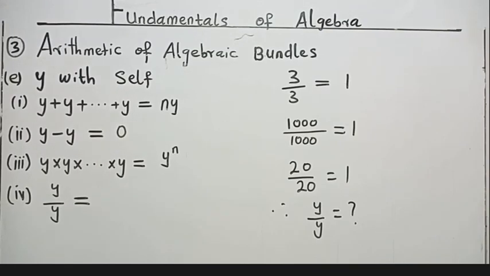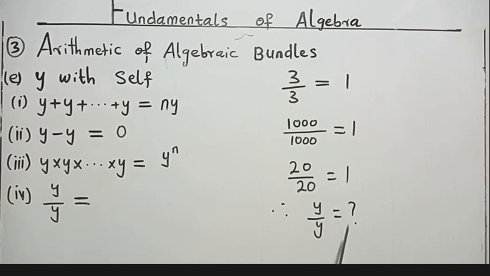Look at these examples here. 3 over 3 is equal to 1. I hope you know why. Let 3 persons divide 3 things, or let 3 persons share 3 things. If 3 persons share 3 things, each person's share will be 1. If 1,000 persons share 1,000 things, one person's share will still equal 1. If 20 persons share 20 things, one person's share will still equal 1.